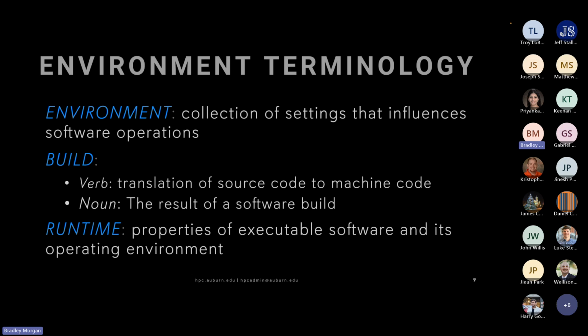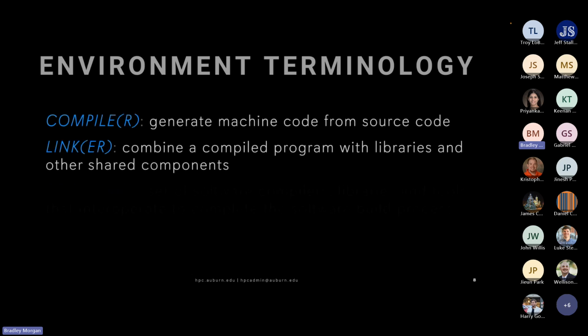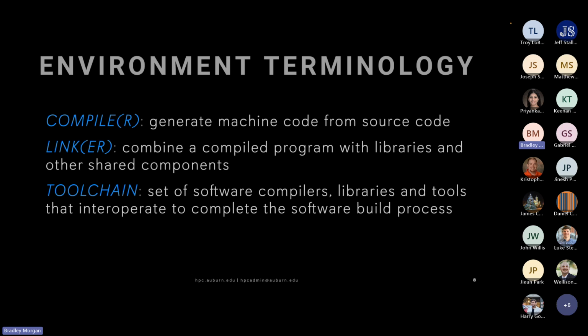Runtime is essentially that same idea of a collection of properties, but it's the properties specifically for executable software and the execution environment or execution context in which it's running. And so inside that runtime, you have some other types of terms. In terms of the build environment, you've got the term compile or compiler, and that's a tool that helps turn source code into machine code.